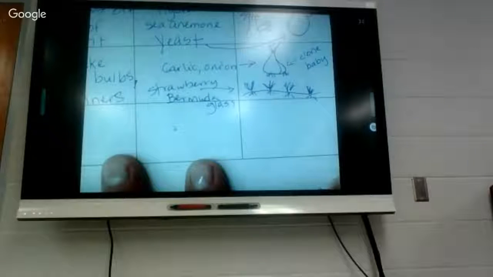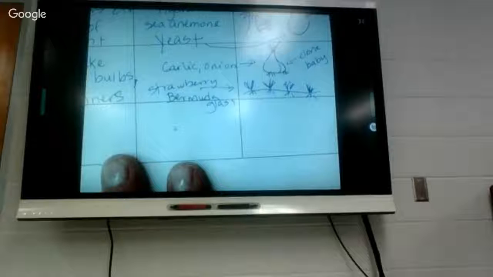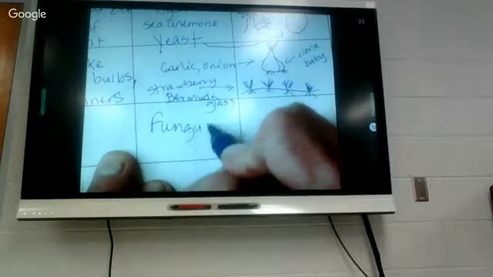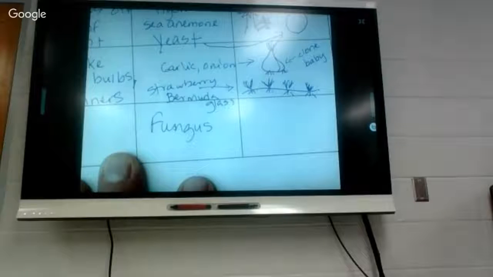All right. Last one, real quick. Sporulation is fungus. Oh, we didn't even do the gallery walk. You see, Mr. O'Hare, you putting us behind. Girl. All right, so fungus.